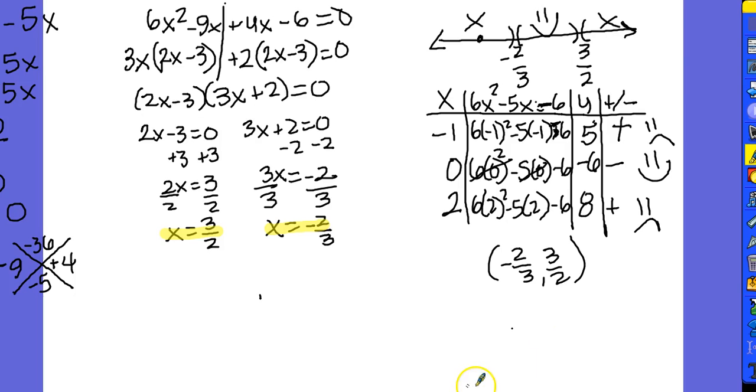Okay, so the next problem we have here, number 2, 3x times 3x minus 8 minus 5 less than or equal to negative 21.